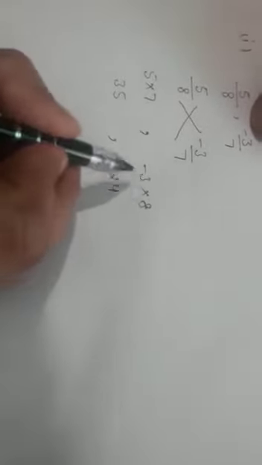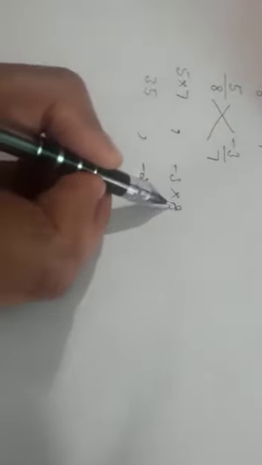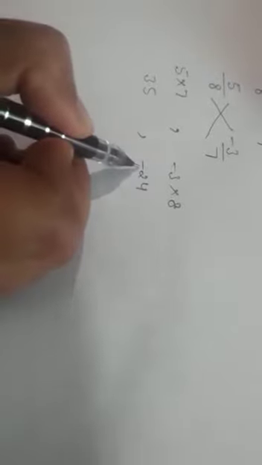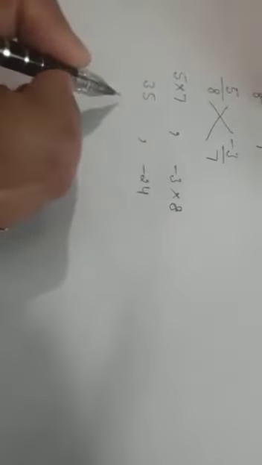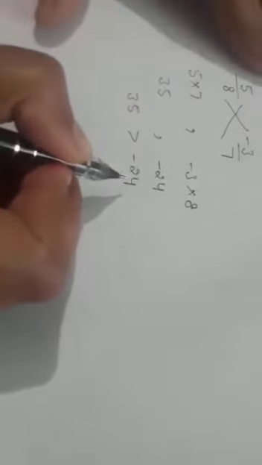Now 5 times 7 is 35, comma, 3 times 8 is 24, and minus times plus is minus. Always remember that whenever we multiply two numbers it is necessary that we multiply their signs also. So we will write here minus. Now you can see 35 is bigger than minus 24. It is obviously 35 is bigger. So we will write here 35 is greater than minus 24. That means this number 5 by 8 is greater than minus 3 by 7. This is our first part.